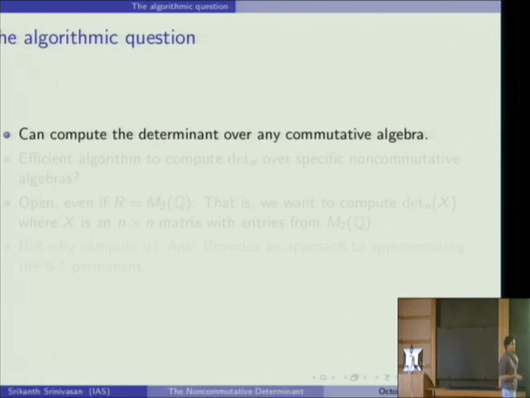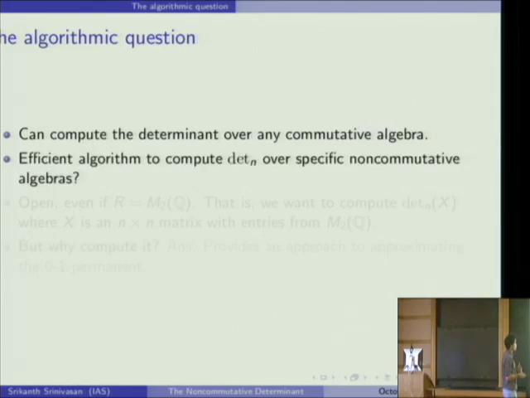As it turns out, the fact that we can divide over fields is not really that important. We can in fact compute the determinant of an n by n matrix with entries coming from any commutative algebra, as long as multiplication and addition are reasonably efficient operations. Now the question that we are looking at here is if there is an efficient algorithm to compute this thing over specific non-commutative algebras.